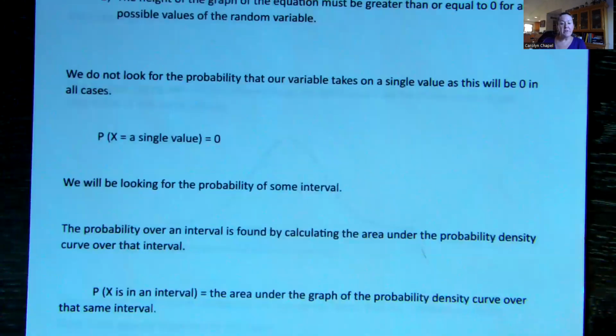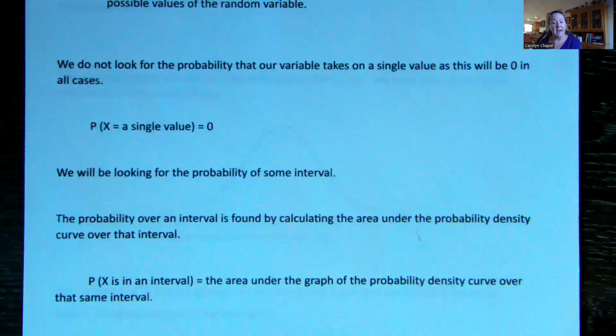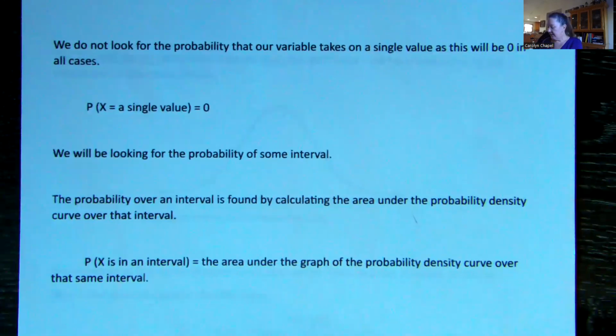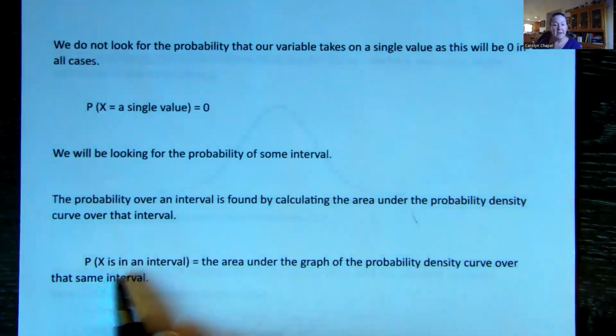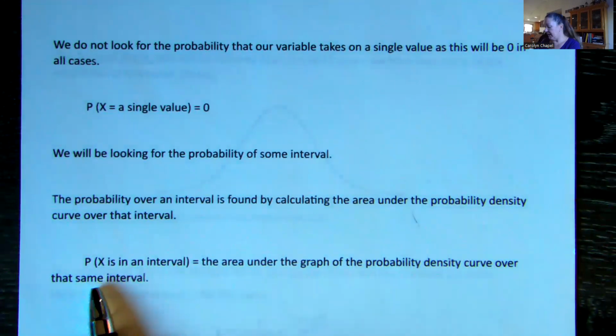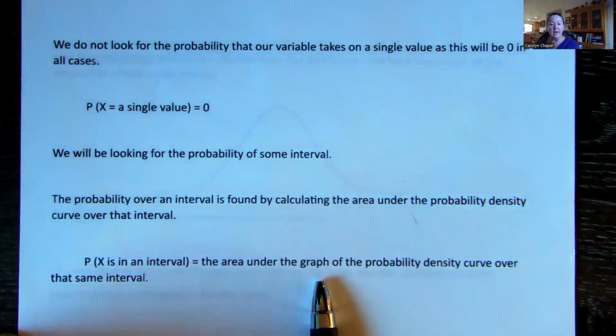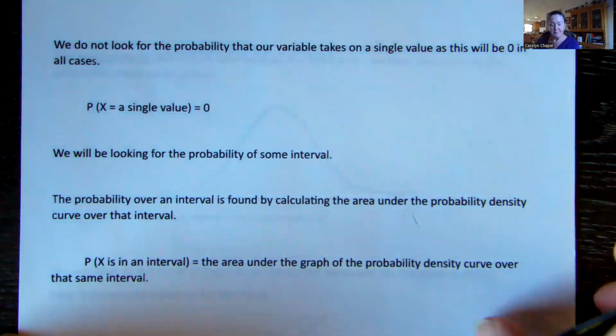And the way we're going to do that is we are going to be finding the areas under that curve. The way this is set up, these probability density functions, that area under the curve over that interval will be the probability of that interval happening. So kind of keep that in mind of this correlation, that the probability of X being in some interval is going to be the area under the graph over that interval.